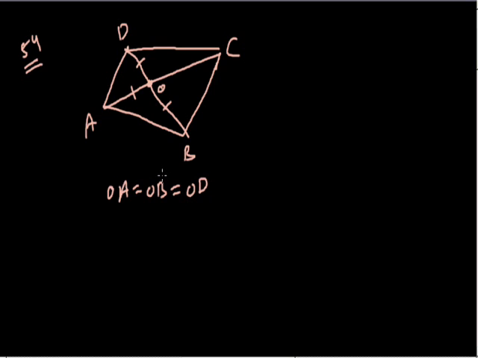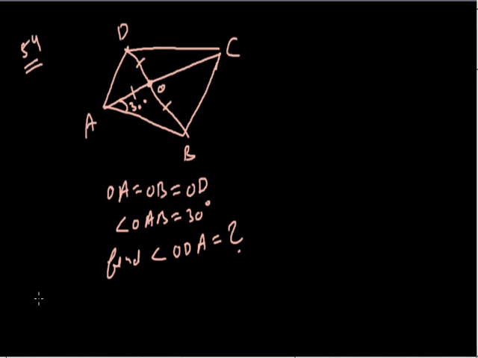It is also given that the angle OAB is 30 degrees. Angle OAB equals 30 degrees, and we have to find angle ODA. What should be the angle ODA? Now we have to solve this problem.